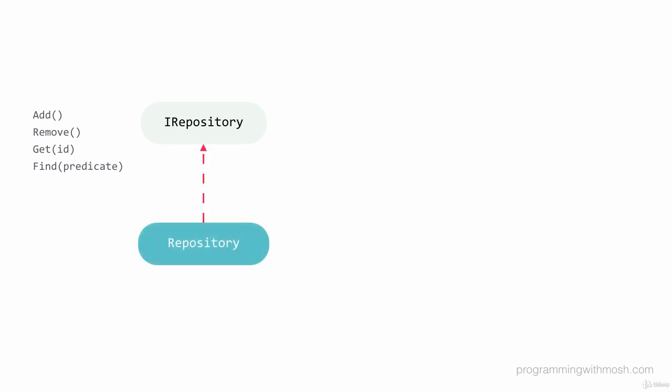Next, we're going to implement this interface in a class called repository. Inside this repository, we're going to have a DB context, a generic DB context. So what you see here is completely generic. It's got nothing to do with our application. We can reuse this interface and the concrete implementation of it in any applications.